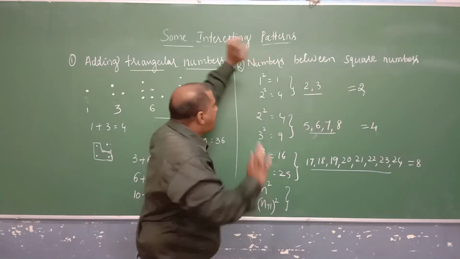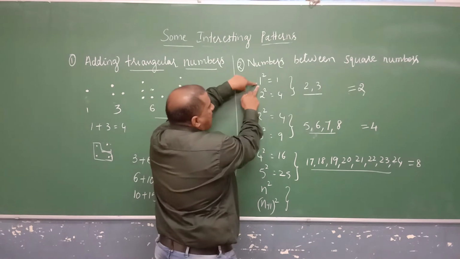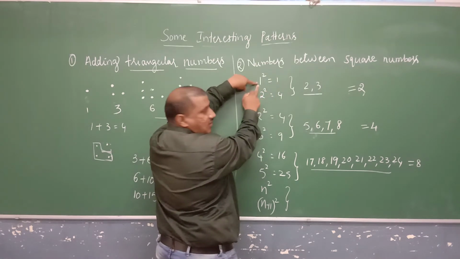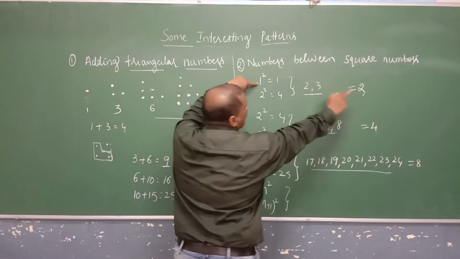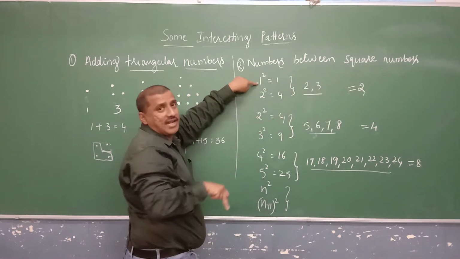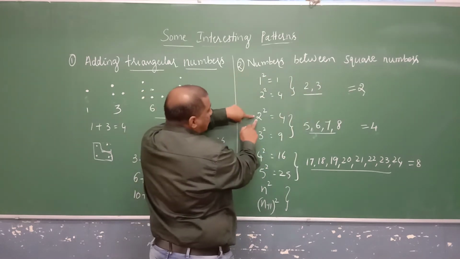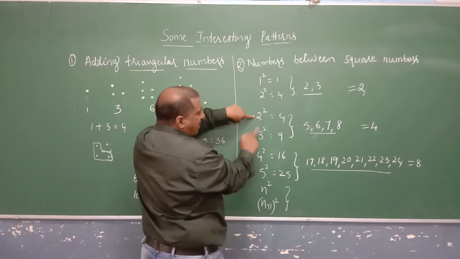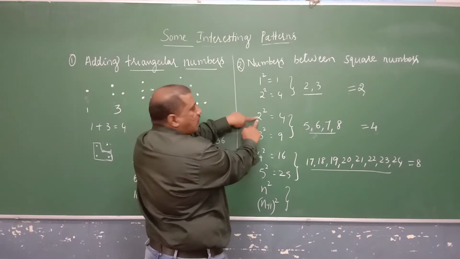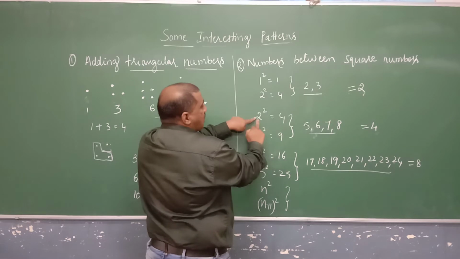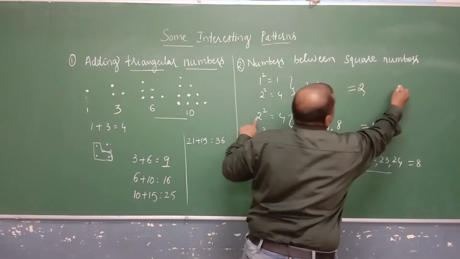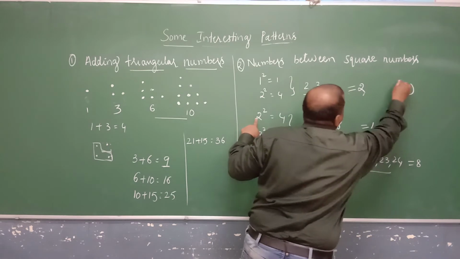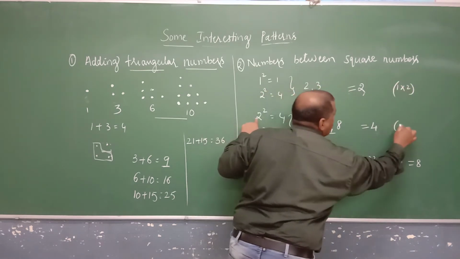It is 2. Here, observe. What is the first square number? Here it is 1 square. It is the first natural number. It is 1. So 1 into 2 is 2, or 2 into 1 is 2. Similarly here, 2 square and 3 square. 2 is the first natural number, 2's square is 4. So 2 into 2 is 4. This is 1 into 2, and this is 2 into 2.